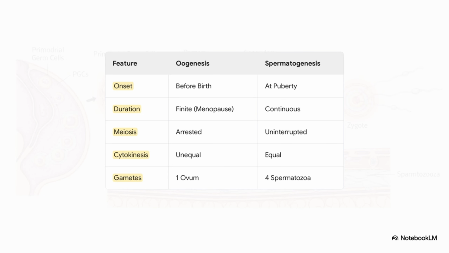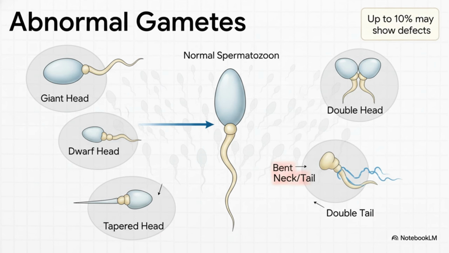It's totally unequal in oogenesis to create 1 giant nutrient-packed cell, but it's perfectly equal in spermatogenesis to create 4 small, fast-moving cells. And finally, just a quick clinical note. Given that about 300 million sperm are produced every single day, it's really not surprising that some are going to be defective. Up to 10% can have issues with their size, the shape of their head, or their tail structure. But the good news is, most of these abnormal sperm just can't swim properly, so they're generally unable to make it all the way to fertilize an oocyte.